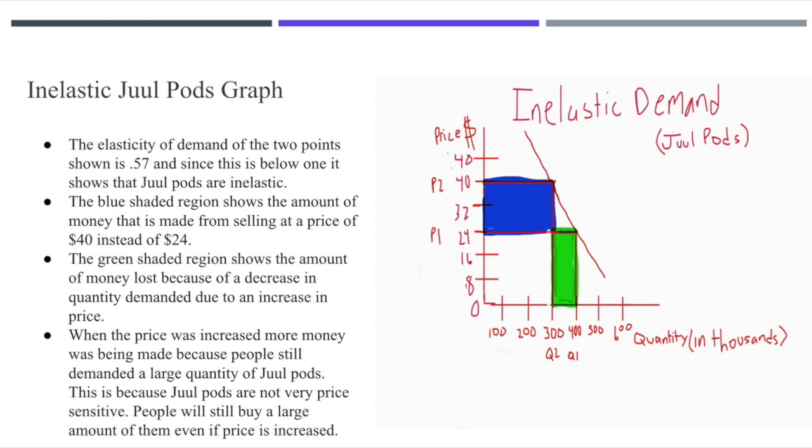The elasticity of demand of the 2 points in the graph is 5.7, and since this is below 1, it shows the jewel pods are an inelastic product. The blue shaded region shows the amount of money that is being made from selling at a price of $40 instead of $24, while the green region shows the amount of money that was lost because of the decrease in quantity demanded. When the price was increased, more money was being made because people still demanded a large quantity of jewel pods. This is because jewel pods are not very price sensitive. People will still buy a large amount of them even if the prices increase because they are needed with jewels.